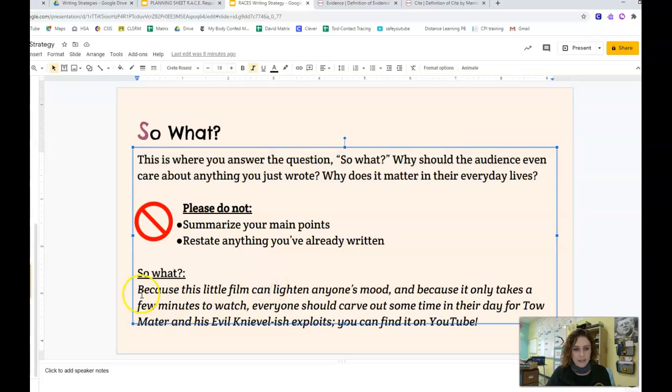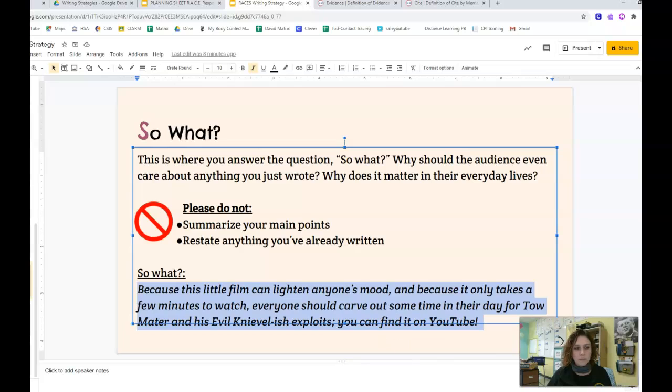So my so what is this. Because this little film can lighten anyone's mood, and because it only takes a few minutes to watch, everyone should carve out some time in their day for Tow Mater and his Evel Knievel-ish exploits. You can find it on YouTube. So I'm taking this opportunity to connect this to the audience's life as much as I possibly can. I'm saying it's funny, and because it's funny, you should watch it because everybody likes to be in a good mood. And that's why it matters to you. That's your so what.